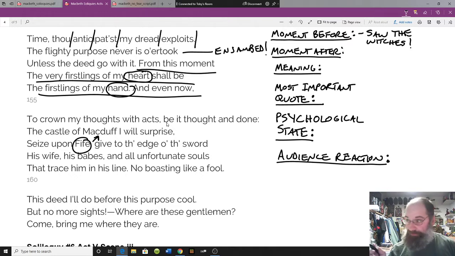All right, hey, we got a lit term. His wife, his babes. What's the lit term? His wife, his babes, and all unfortunate souls. His wife, his babes. I'll wait. Calling on somebody out there. No, it's not that. It's alliteration.